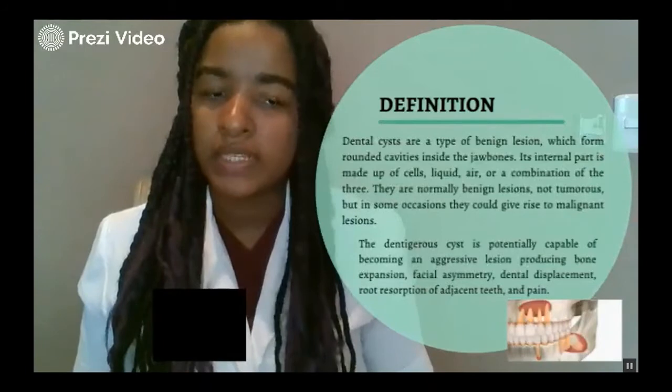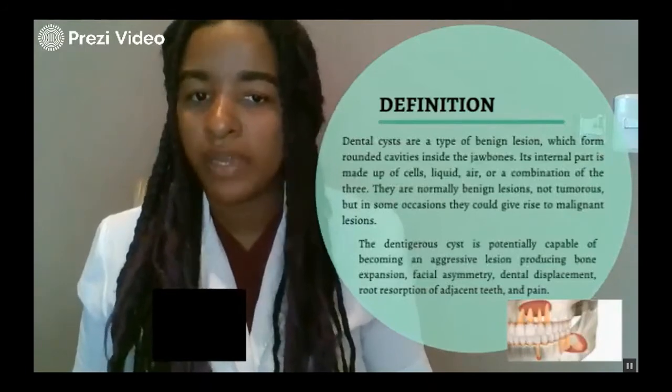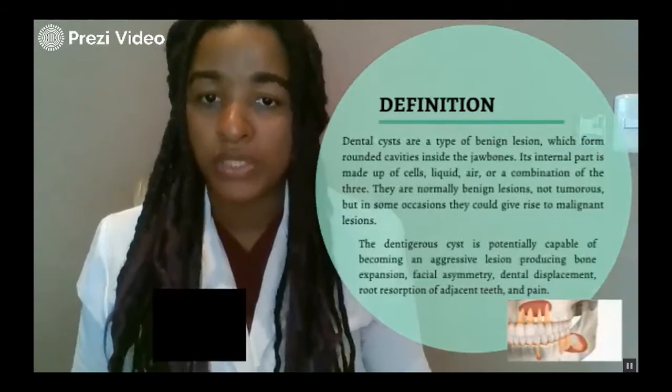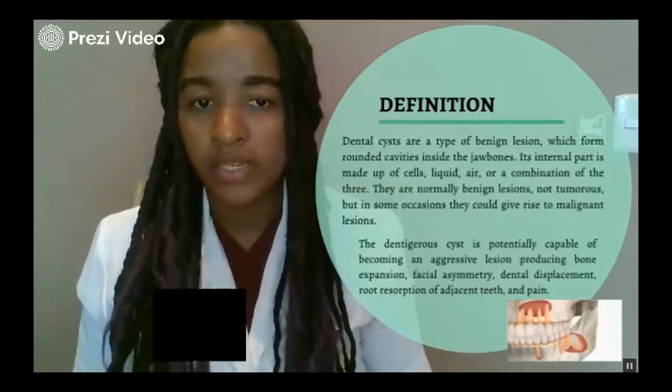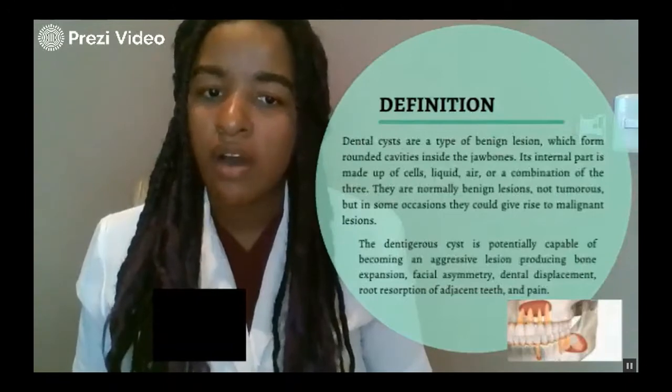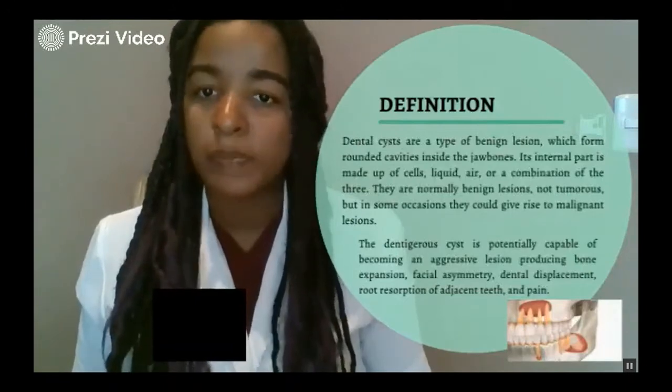The dentigerous cyst is potentially capable of becoming an aggressive lesion, producing bone expansion, facial asymmetry, dental displacement, root resorption of adjacent teeth, and pain.